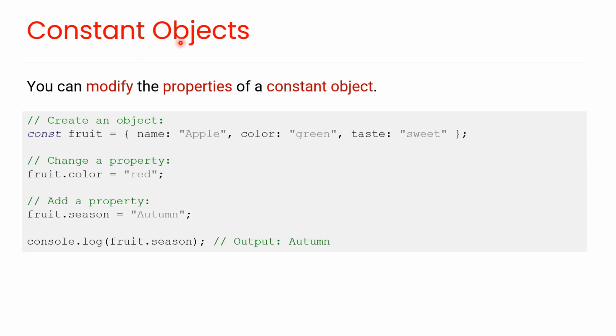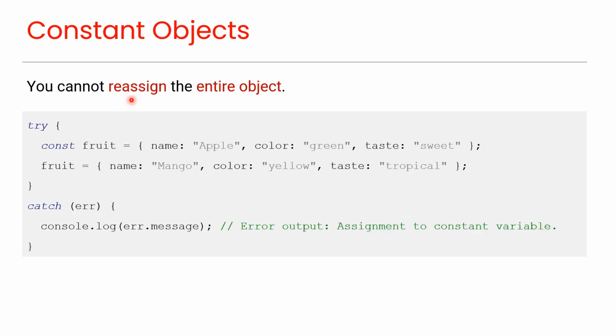Constant objects. You can modify the properties of a constant object. In this example, we declare a constant object fruit. We change the color property to red and add a new property called season. This works because the object's reference stays the same.